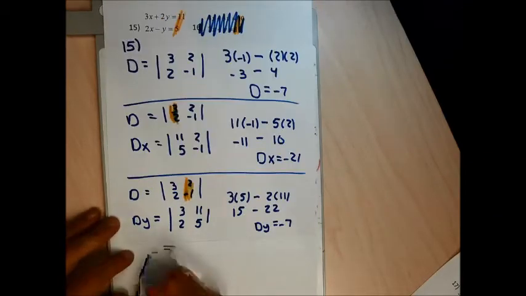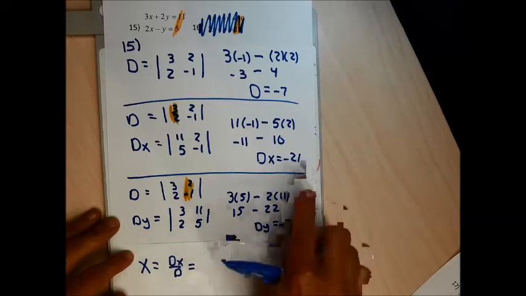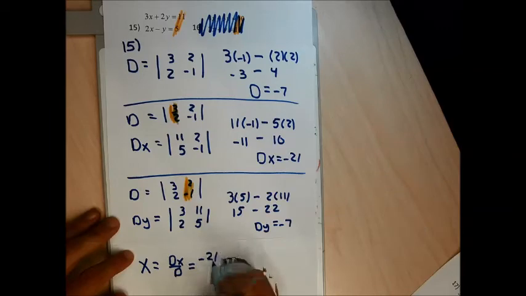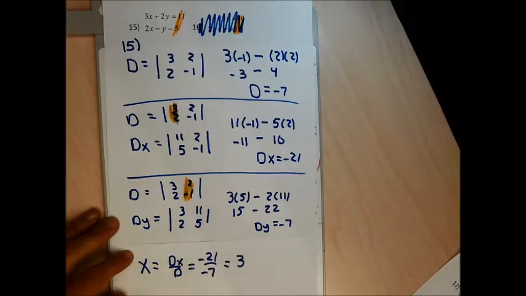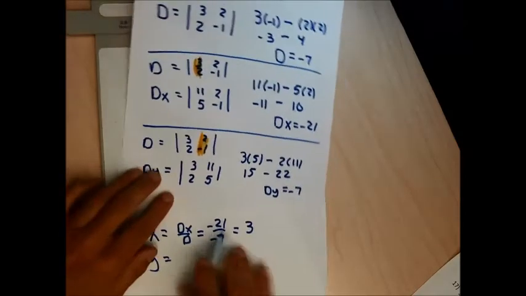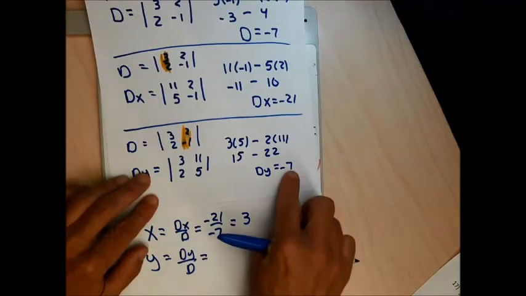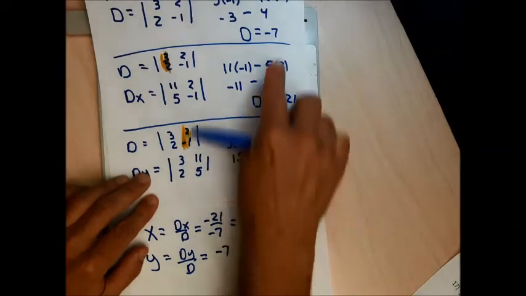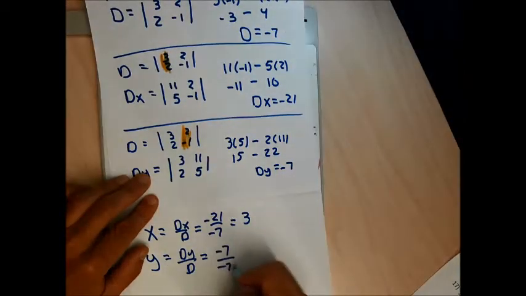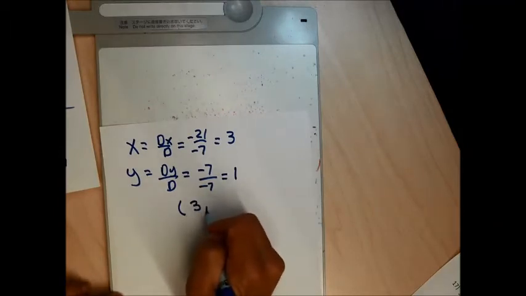I know that x is going to be the D sub x number divided by the D. The D sub x number is minus 21. The D number is minus 7. That computes to be 3. And my y is going to be my D sub y number divided by my D. My D sub y number is negative 7. My D number is negative 7. And negative 7 divided by negative 7 is positive 1. So for number 15, your answer should be x equal to 3, y equal to 1.